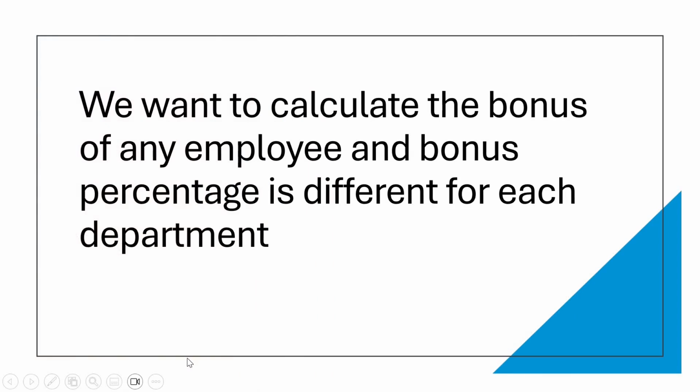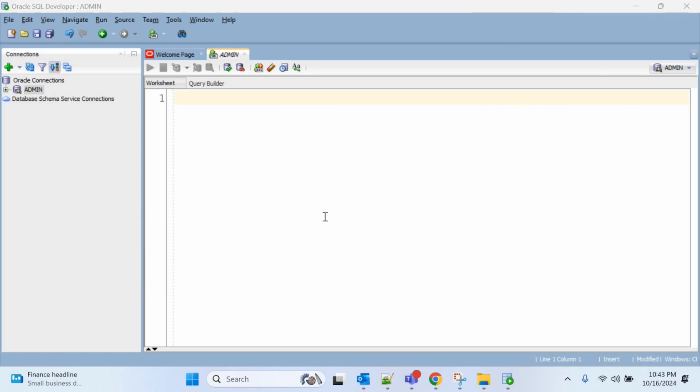Now we'll take one example where we want to calculate the bonus of any employee, and the bonus percentage is different for each department. So here we have to use the conditional statements to calculate the employee bonus. Now we'll start writing the code for this, and if you don't know the basic block structure of PL/SQL, then you can watch my previous video.